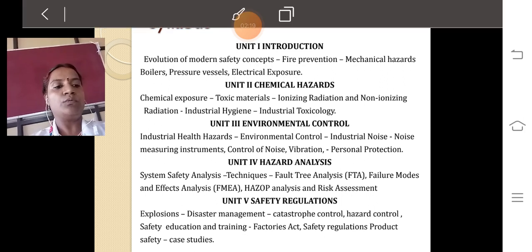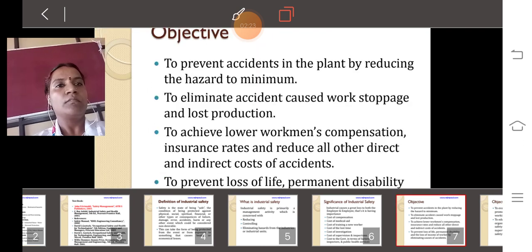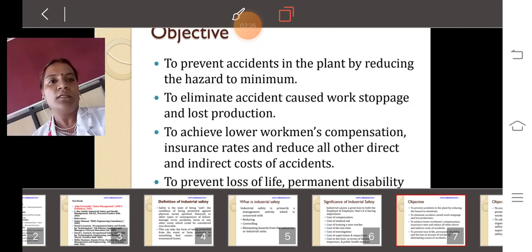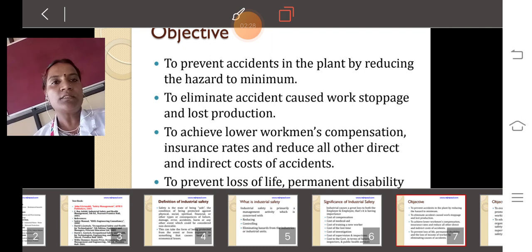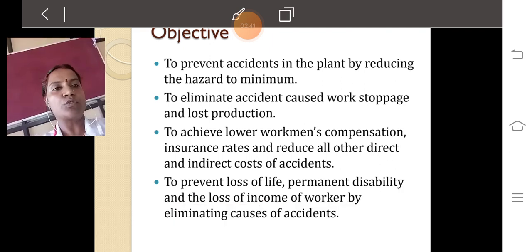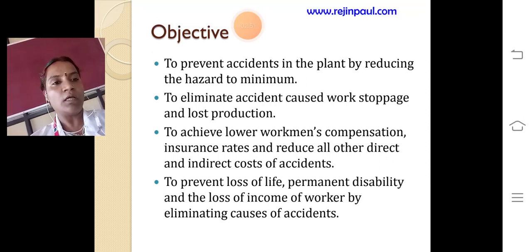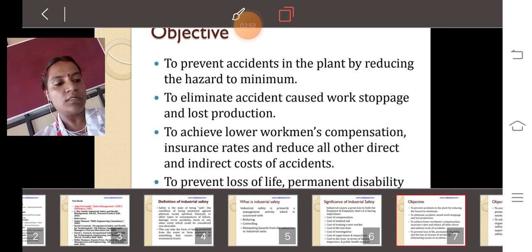And next we are going to discuss the main objective of industrial safety. In industrial safety, the main objective is to prevent accidents in the plant by reducing the hazards to a minimum level, and also to prevent the loss of life, permanent disability, and the loss of income of the worker. This is the main objective of industrial safety.